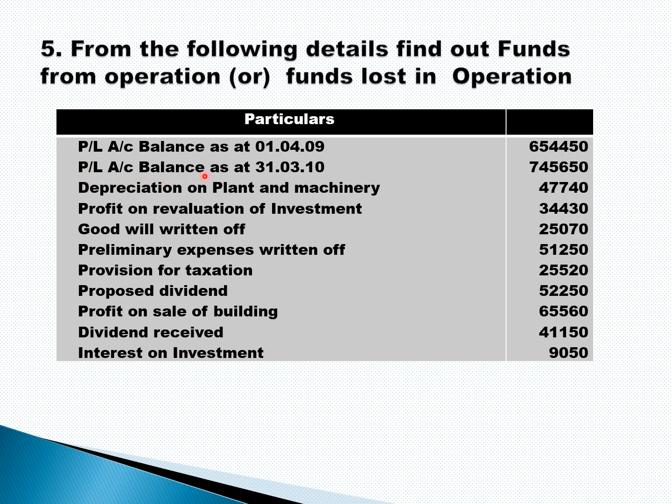Profit and loss account balance as on 31/3/10, 7,45,650, is a current year profit, will come in debit. Depreciation on plant and machinery, debit. Profit on revaluation of investment, credit. Goodwill written off, debit. Prelim expenses written off, debit. Provision for tax, debit. Proposed dividend, debit. Profit on sale of building, credit. Dividend received is an income, credit. Interest on investment, credit. So students, kindly work out this problem.